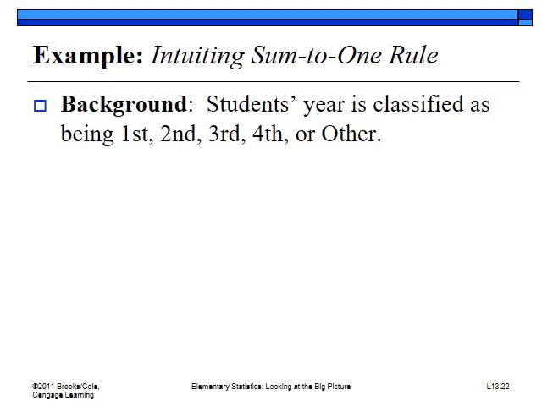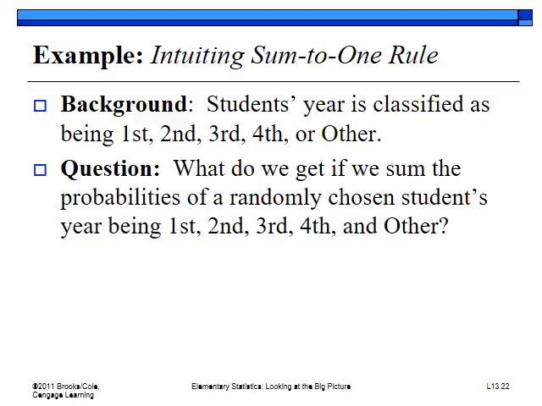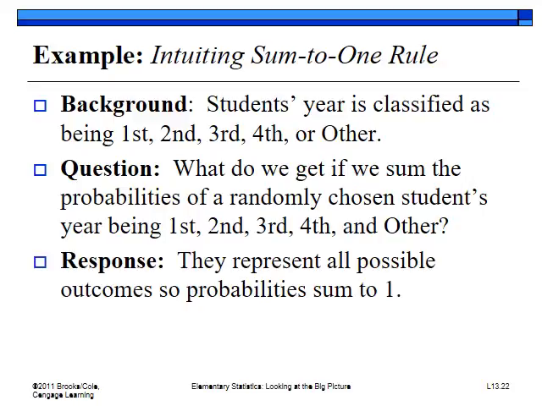Let's look at another rule. The student's year is classified as first year, second year, third year, fourth year, or other. What do we get if we add up the probabilities of a randomly chosen student's year being first, second, third, fourth, and other? Since these are all of the possible outcomes, if you choose a student at random, that student must fall into exactly one of those categories. That means the probabilities must all sum to 1.